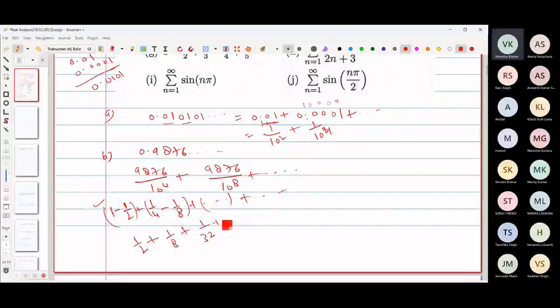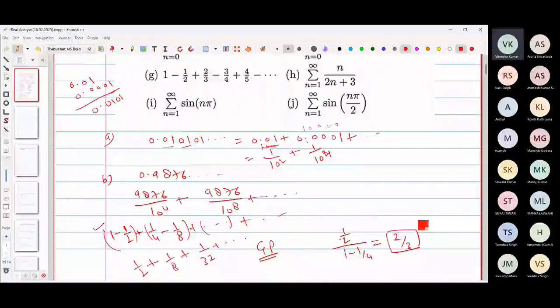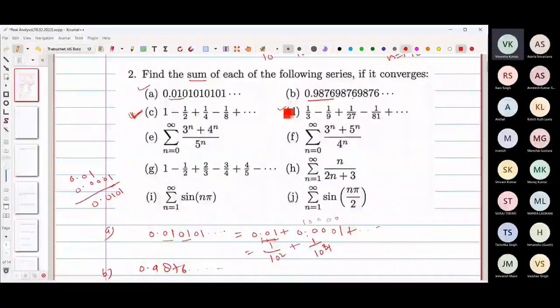Of course, you can write it in powers of 2. Then you can use the GP formula, the geometric progression formula. The first term is 1 by 2, and the common ratio comes to be 1 by 4, I guess. Yeah, 1 by 4. So this is going to give us 2 by 3. This is the answer of this one, and you can do a similar thing with this one also.